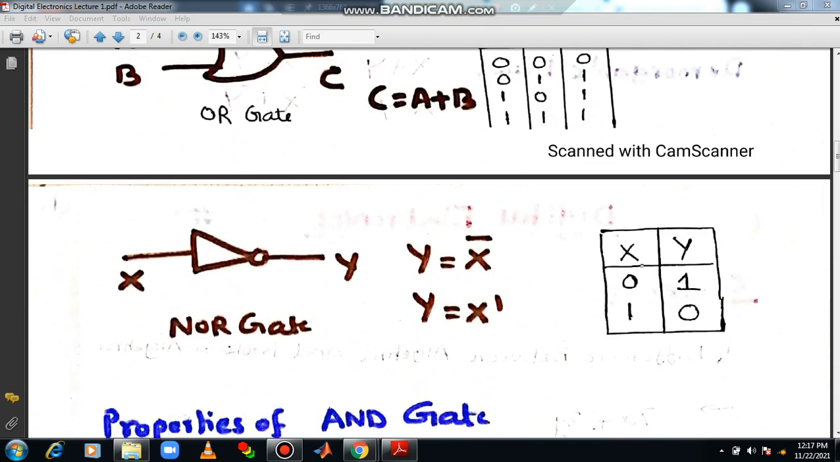When it comes to the NOT gate, it's an inverter actually. The inverting operation will take place. If the input is 0, the output becomes high, and vice versa. So here the truth table is representing the operation of the NOT gate. So output is equal to x bar, the complement of input. Here x bar or x dash both are the same.